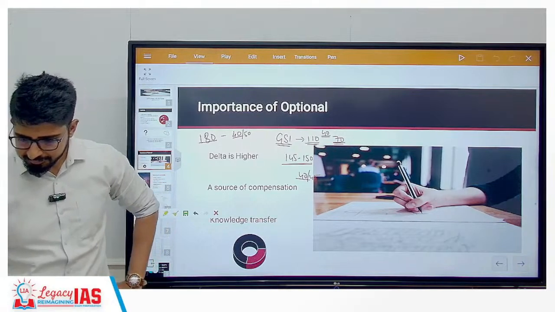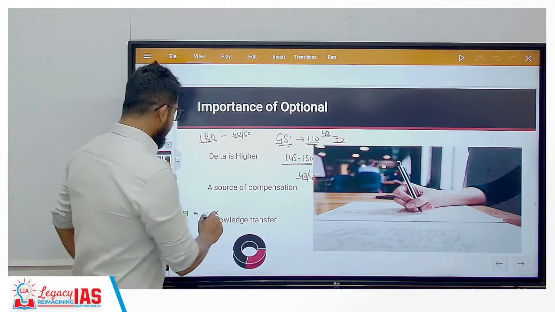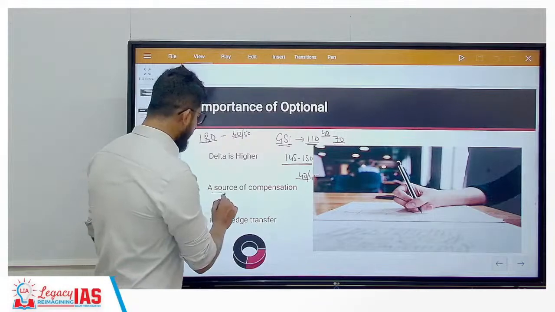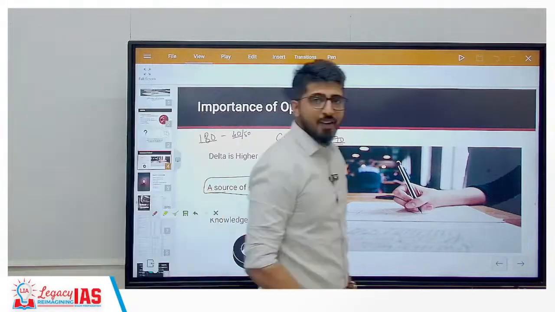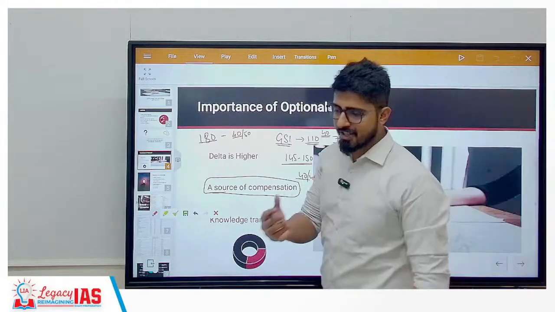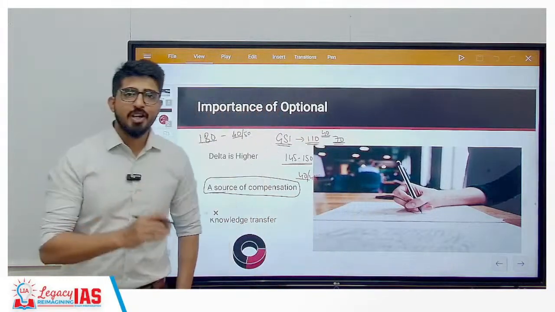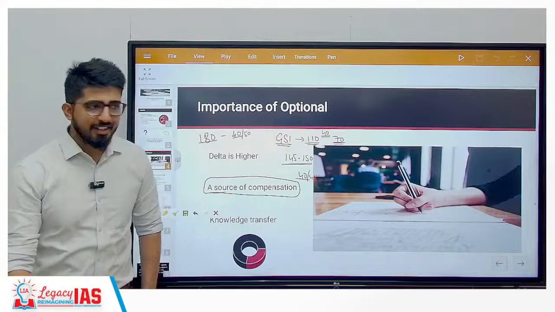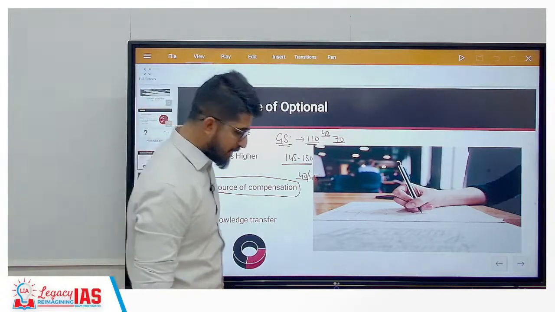Okay. Now the second thing related to the importance of the optional, it's a source of compensation. What is the source of compensation? For all the sins you commit in other subjects, that is your GS1, GS2, GS3, whatever sins you are committing in these subjects, those sins can be compensated for in your optional.